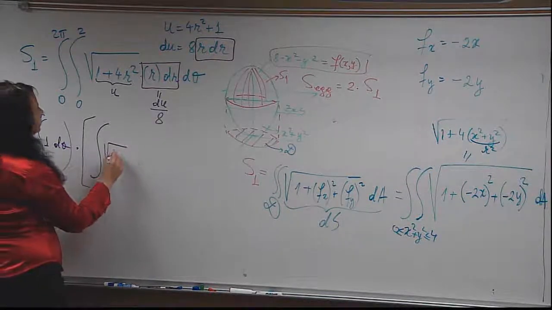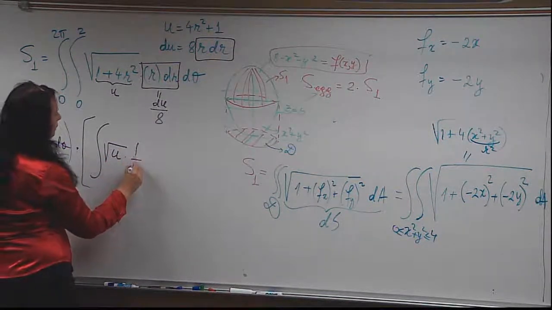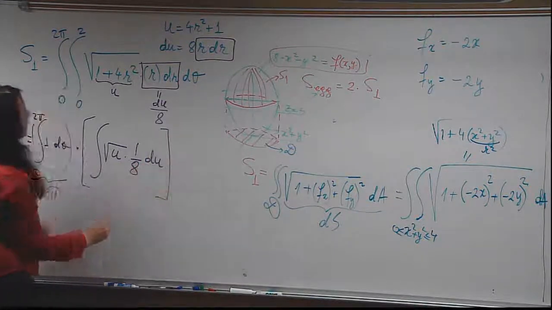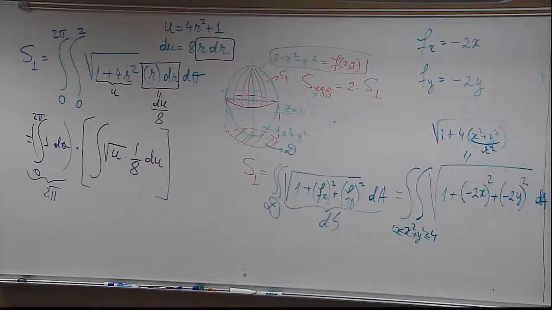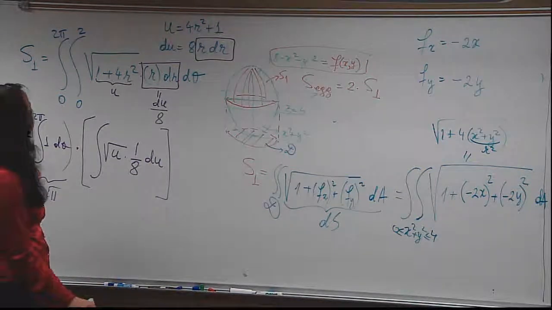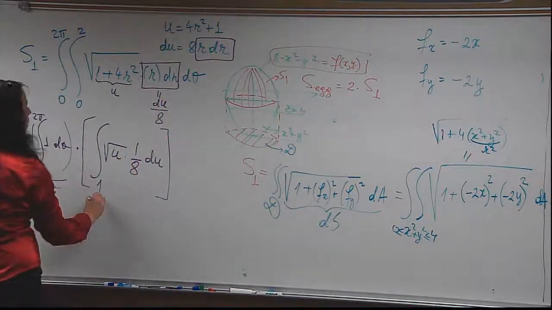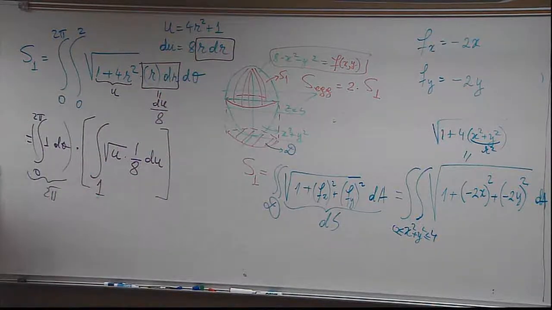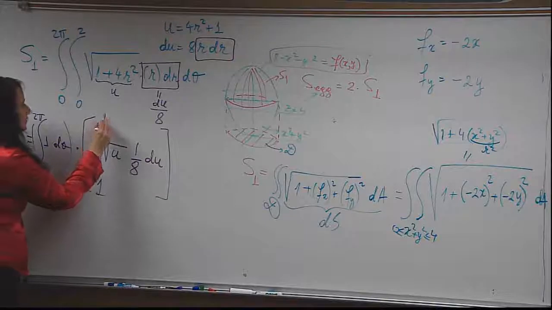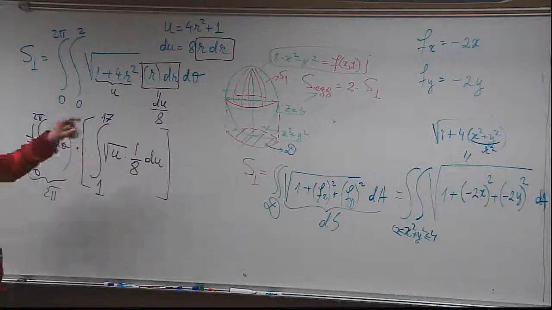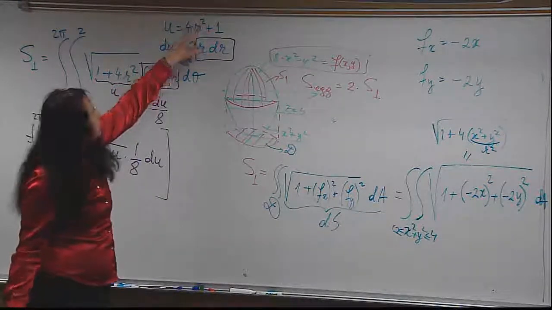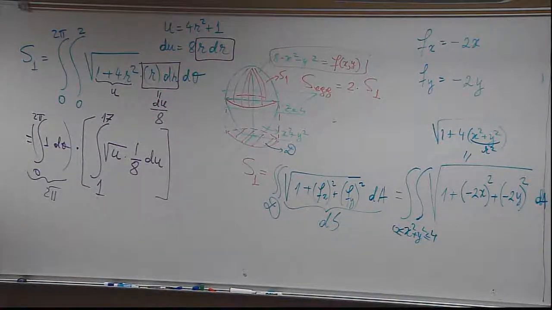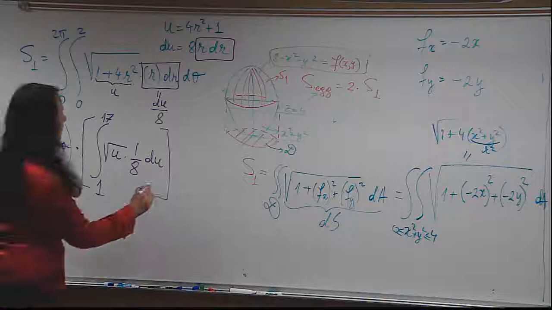Square root of u times 1 over 8 du, close the bracket, where u is between 1 and 17. Isn't that beautiful? That's 17. So you have 2 squared times 416 plus 170. But believe me, from this point on, it is not very hard.